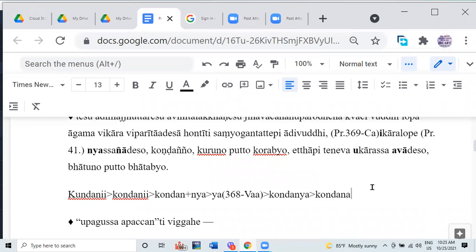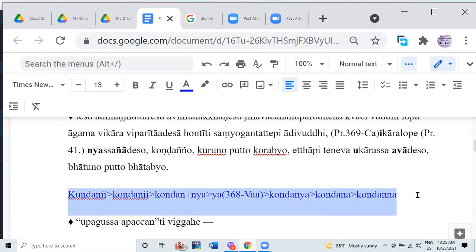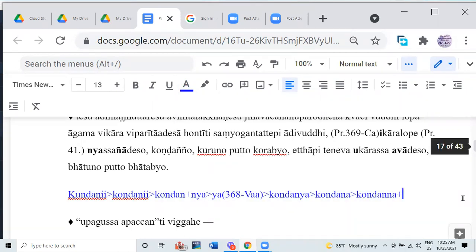And the na is double. We have Kondanya. Okay. So the Kondanya plus C changes to O. So Kunenyo. So the son of Kundani.